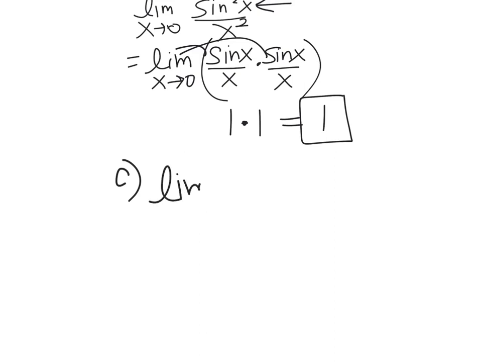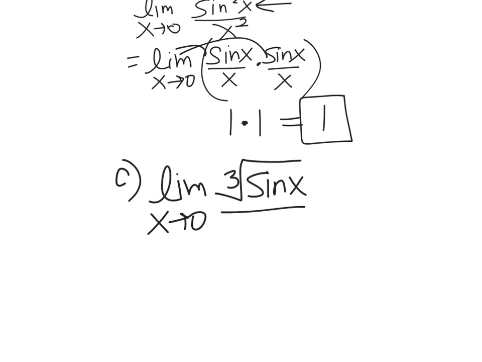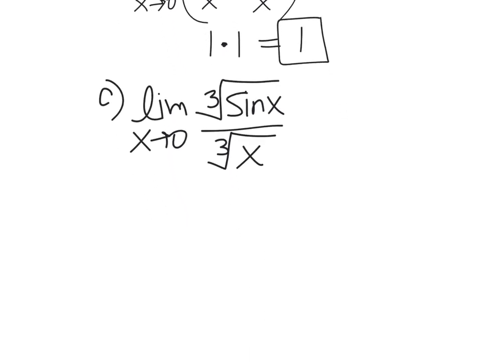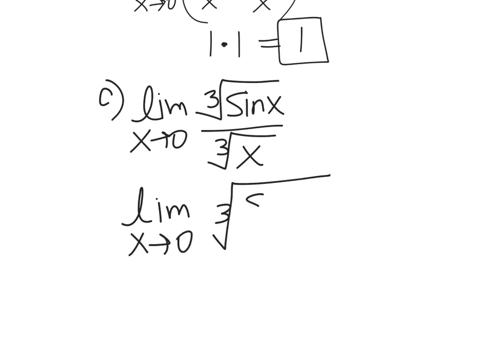So the limit as x approaches 0 of the cube root of sine x over the cube root of x. You get to something like this, and you're like, holy cow, that's so complicated. It's really not that bad. A lot of times you want to simplify whatever's inside of your limit first to make it more manageable. So I can rewrite this as the limit as x goes to 0 of the cube root of the whole thing. Because they're both cube roots, you can put it into one cube root.